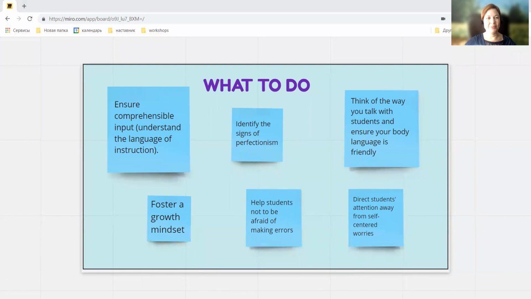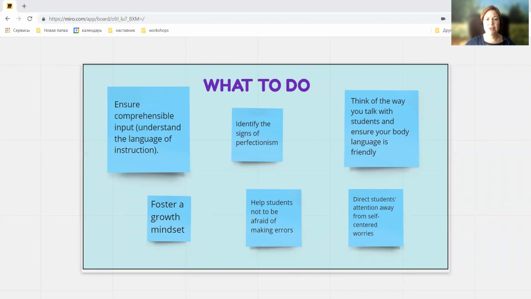Welcome back. Language teachers should identify the signs of perfectionism in the learners and should work to explore their earlier belief systems in order to help them to step down from the set standards at the early stages and then work patiently to achieve the desired standards gradually. Students should be guided as to how to direct their attention away from self-centered worries when they are speaking a foreign language.